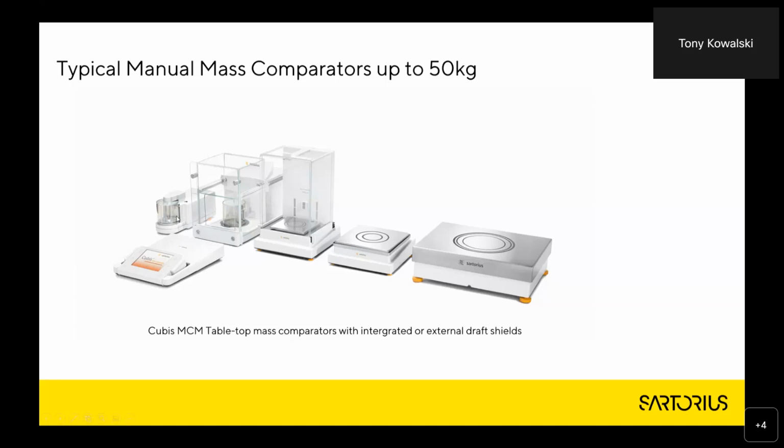Mostly the smaller comparators have a draft shield. The larger ones, if you're calibrating M class, it's not so critical. But if you're calibrating F or E class weights, you can then purchase a second external draft shield. So for those people only calibrating M class, we don't ask you to purchase it in the beginning. Mostly with this type of comparator you buy afterwards, or together, a second external draft shield to prevent any air movement from influencing the process.